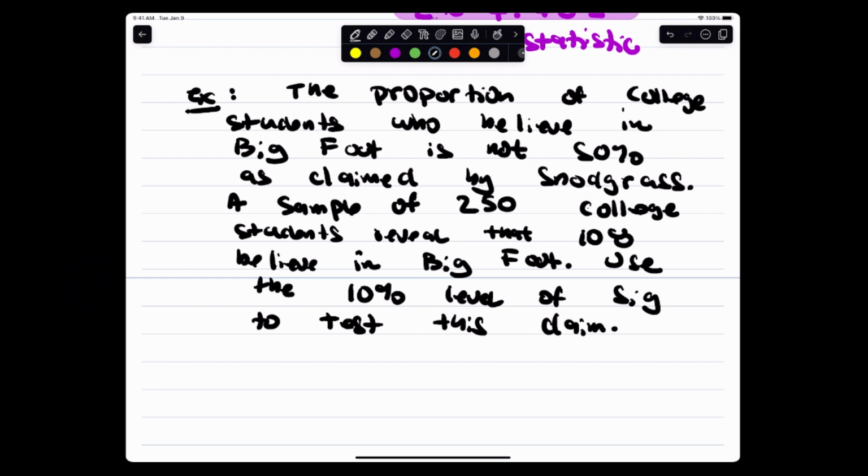The proportion of college students who believe in Bigfoot is not 50% as claimed by Snodgrass. A sample of 250 college students reveal that 108 believe in Bigfoot. Use the 10% level of significance to test this claim. Now, the first thing you always do is read off the claim. What is the claim? 50% is not what? Not equal. And how do we actually know this is a claim? Because it says it. It's claimed by Snodgrass.